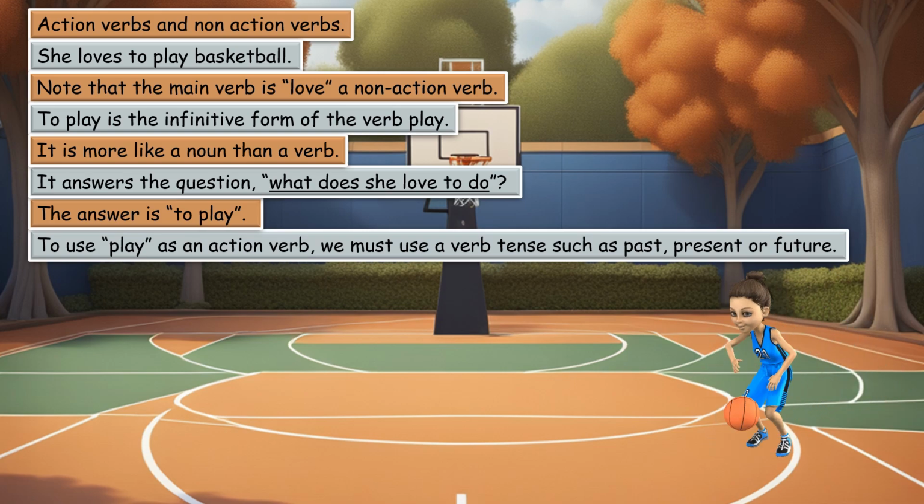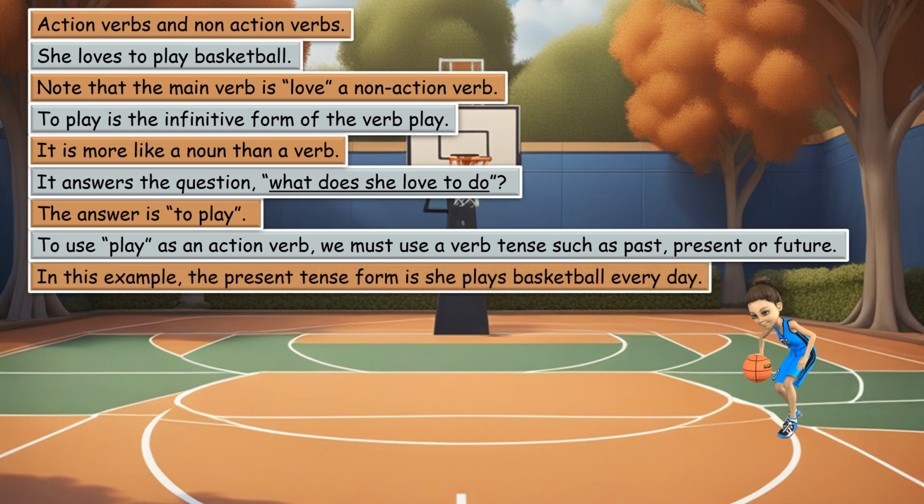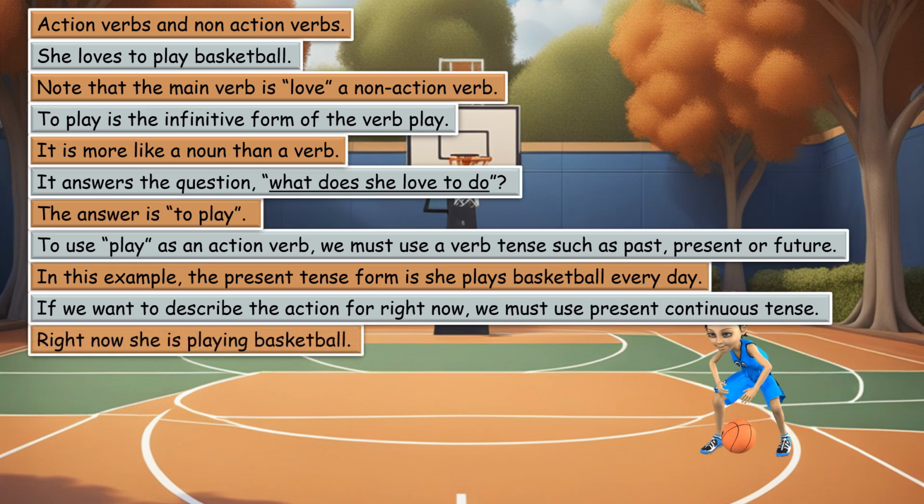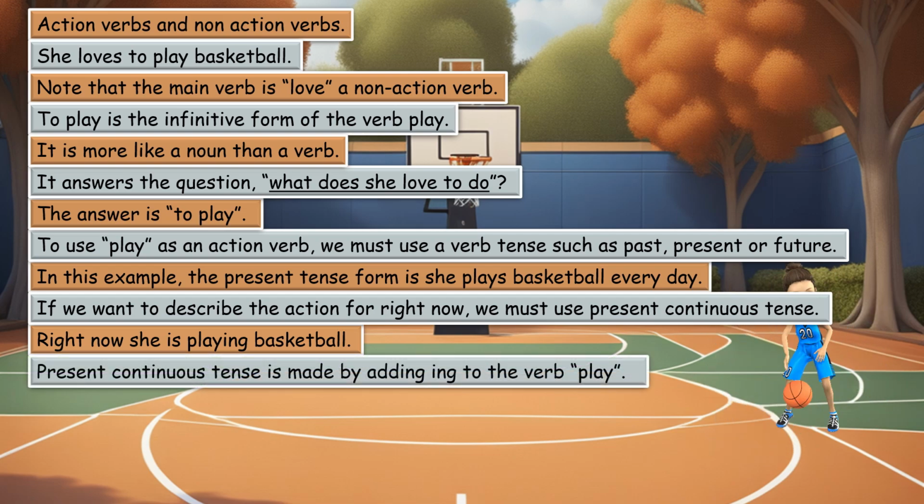To use play as an action verb, we must use a verb tense such as past, present or future. In this example, the present tense form is, she plays basketball every day. If we want to describe the action for right now, we must use present continuous tense. Right now she is playing basketball. Present continuous tense is made by adding ing to the verb play.